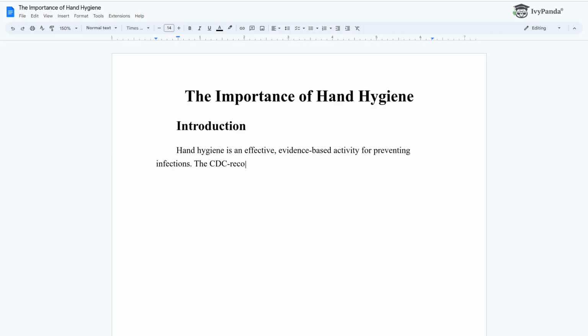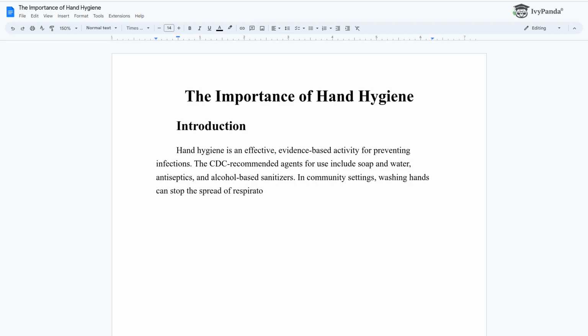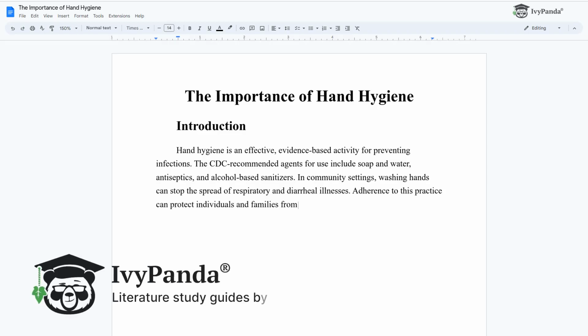The CDC recommended agents for use include soap and water, antiseptics, and alcohol-based sanitizers. In community settings, washing hands can stop the spread of respiratory and diarrheal illnesses. Adherence to this practice can protect individuals and families from communicable diseases.